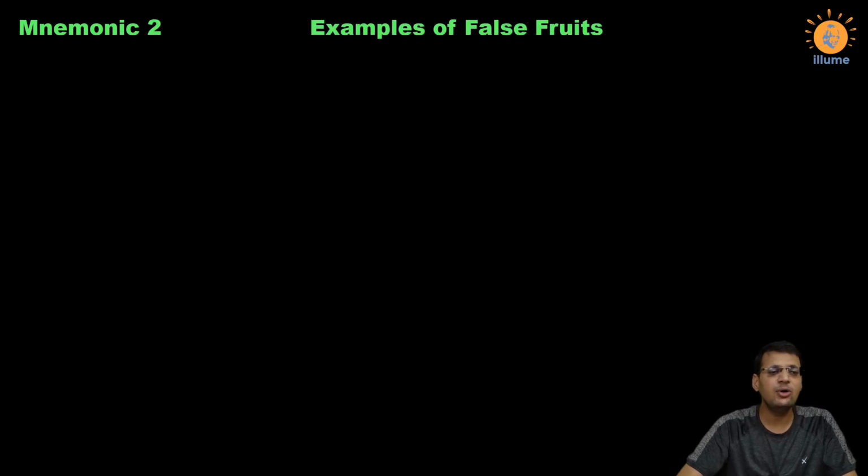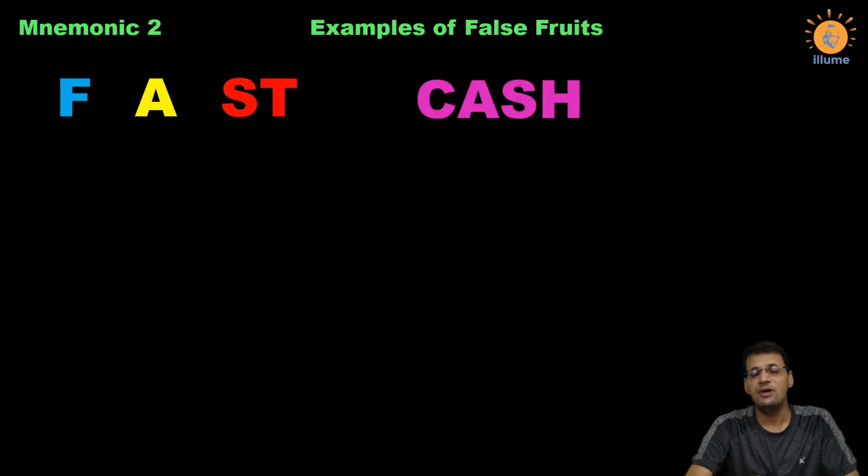Now by the second mnemonic, we would learn the examples of false fruits. There are many examples of false fruits, but in this video, I would only tell you about the examples that have been mentioned in the NCERT book. Now to remember the examples of false fruits, just remember fast cash. Whenever we go to an ATM, the machine gives us an option of fast cash, whether you want to withdraw fast cash or not. So by remembering fast cash, you can remember the examples of false fruits.